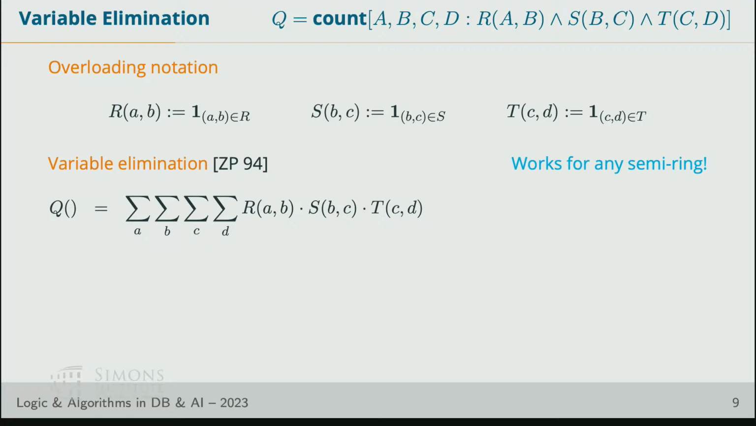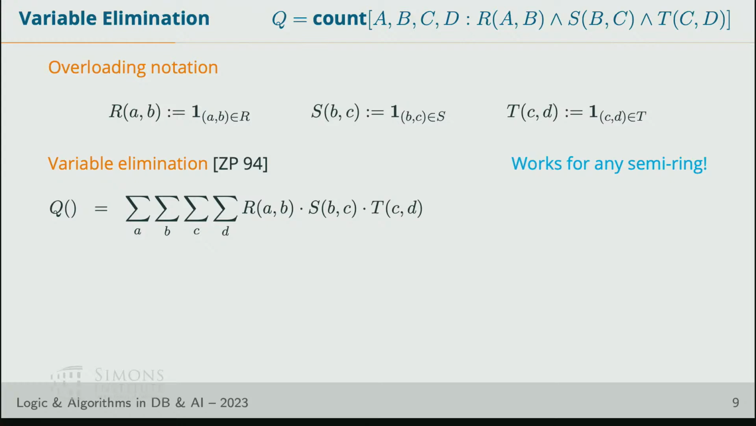This variable elimination algorithm is often cited to Zhang and Poole in '94, but I think it was even discovered before then. I'm not 100% sure. Probably someone from the AI literature would correct me. And it works over any semi-ring, not just the sum product, but it's easier to do this with sum product. So here, counting becomes the sum over A, B, C, D of this product, because this product is one if and only if there's a path from A to D. Counting is the same as computing the sum product.